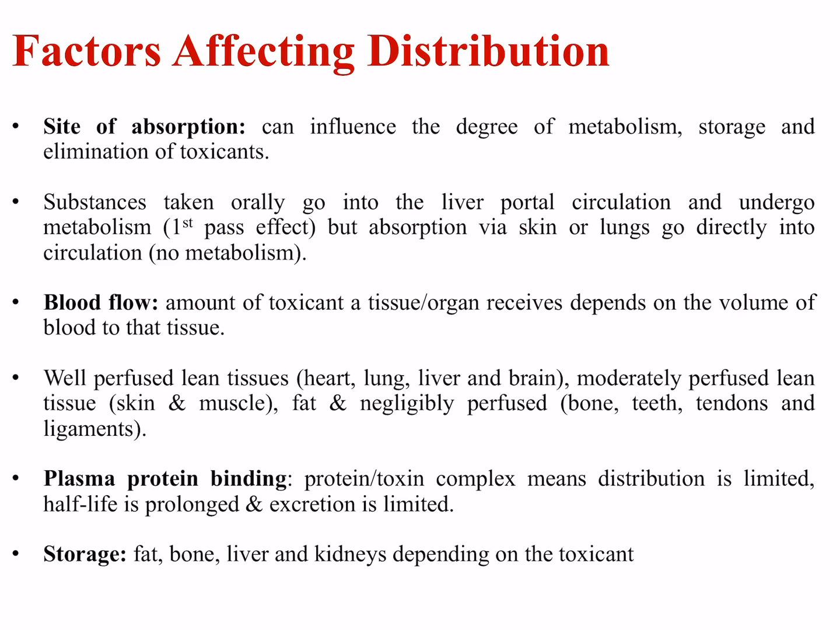Plasma protein binding leads to formation of a protein-toxin complex. As a result, distribution is limited, its half-life is prolonged, and excretion is also limited. Finally, storage of toxicants can occur in fat, in bone, in liver, and in kidneys, and the extent of this depends on the chemical nature of the toxicant.